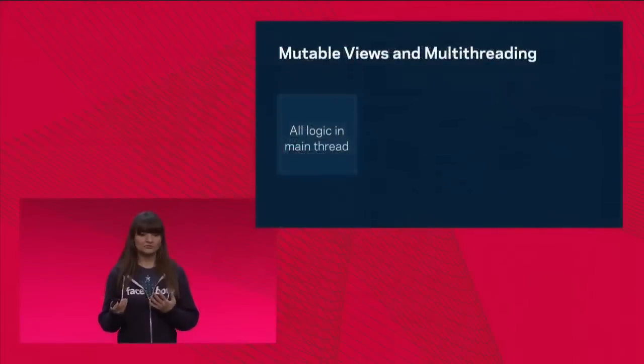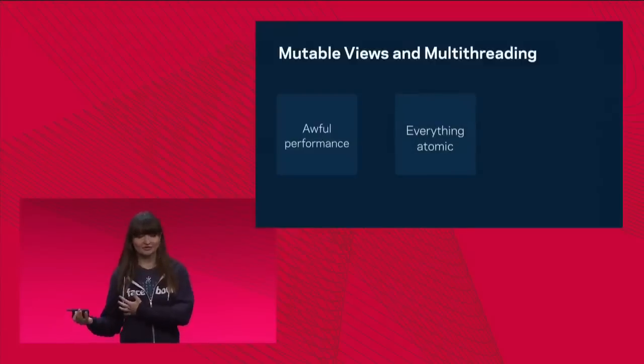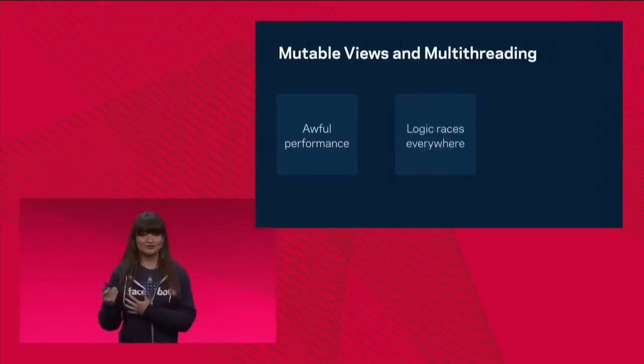And how can it be handled in a multi-threaded environment? Well, everything can be put in the main UI thread, but it will probably result in just awful performance. Okay, separate properties can be made atomic, but if you need to mutate several properties at the same time, it just won't work. Okay, let's introduce shared locks in those cases, but it will make the logic so complex and so prone to deadlocks.